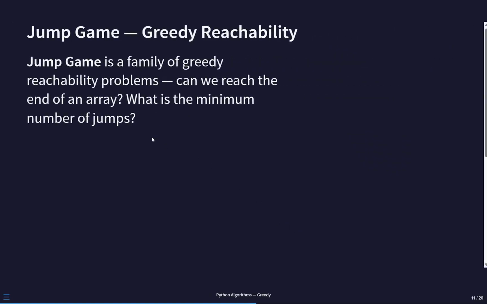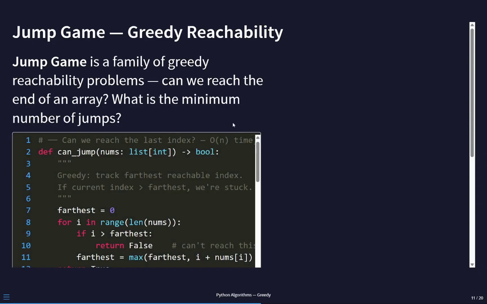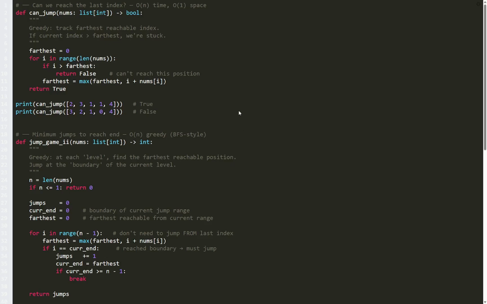Next, the jump game family tests greedy reachability on arrays. Each element tells you the maximum number of positions you can jump forward from that index. Jump game 1. Can you reach the last index? The greedy approach maintains a single variable farthest, the maximum index reachable from everything we've seen so far. Scan left to right. If the current index exceeds farthest, we're stuck. Return false. Otherwise update farthest to be the max of itself and i plus nums[i]. If we complete the scan without getting stuck, return true. O(n) time, O(1) space.